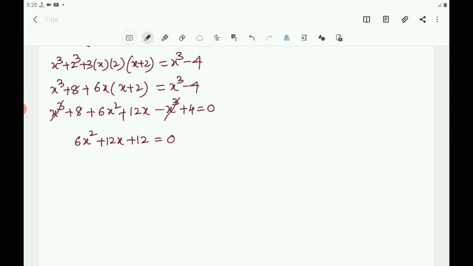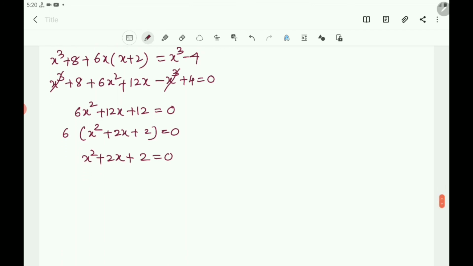And here 6, 12, 12. You can remove 6 as a common factor. So you remove that: 6 into x square plus 2x plus 2 equals 0. Then you get x square plus 2x plus 2 equals 0. Here 6 is taken outside as a common factor. You know that 6 into x square is 6x square, 6 into 2x is 12x, and 6 into 2 is 12.